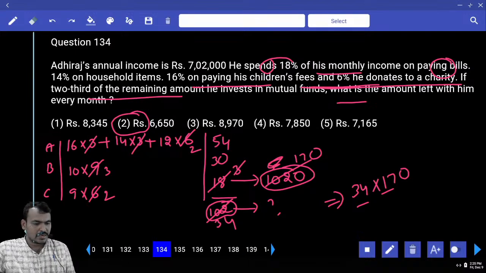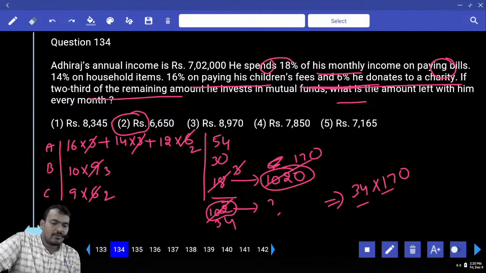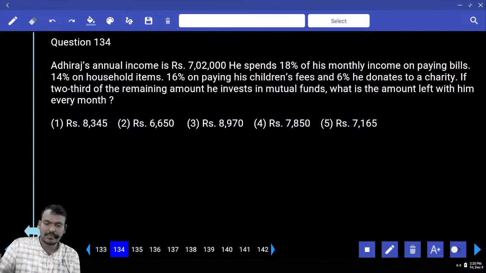Next question number 134. Adiraj's annual income is how much? 7,02,000. He spends 18% of his monthly income on paying the bills, 14% on household items, and 16% on children's fees. 60% he donates to a charity. If 2/3 of the remaining amount is invested in mutual funds, what is the amount left with him every month?